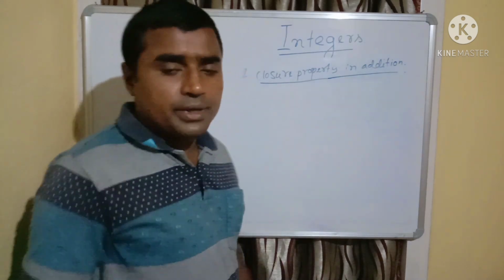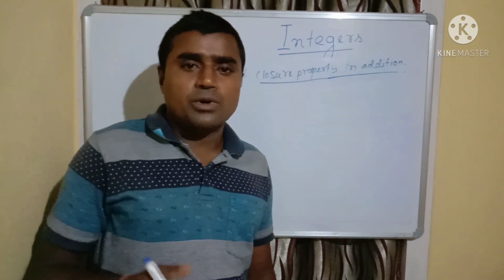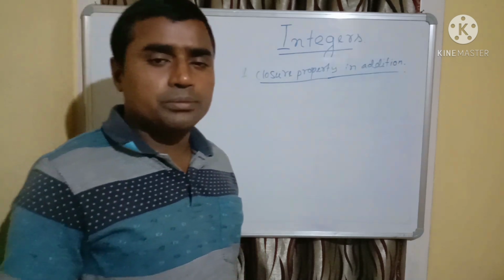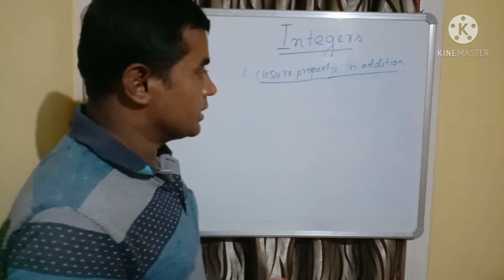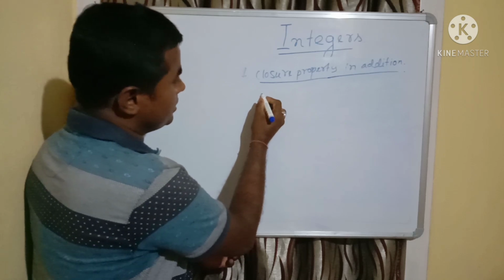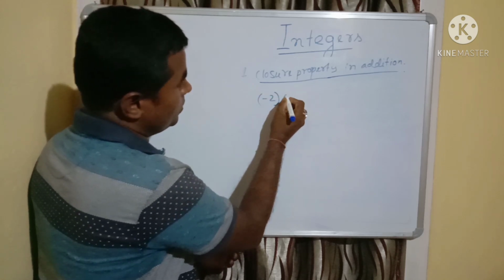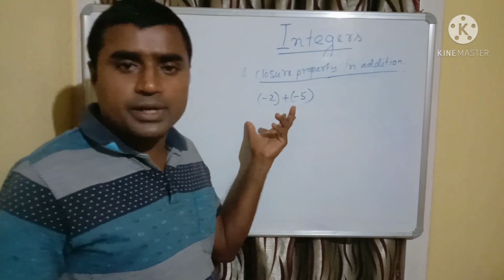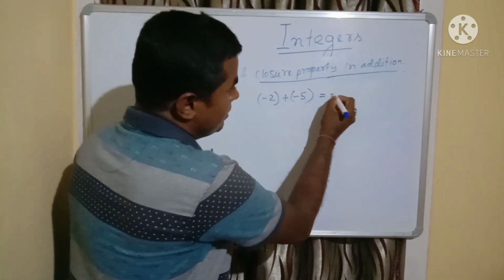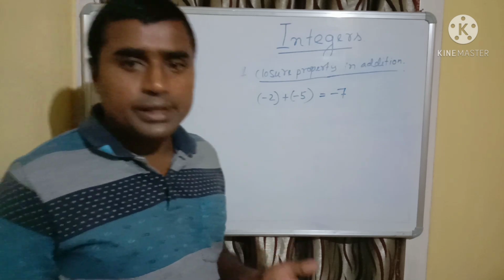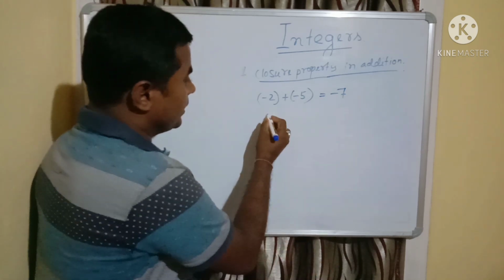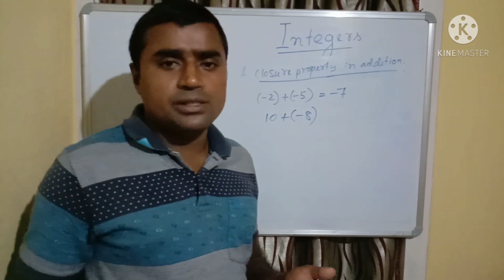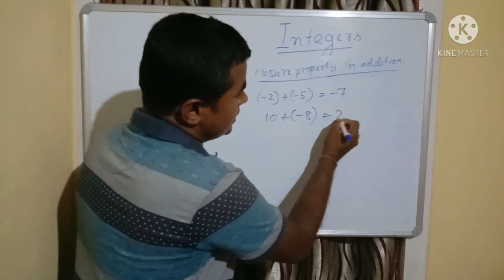In the closure property of addition we say the sum of two integers is also an integer. For example, minus 2 plus minus 5 we get minus 7, and minus 7 is also an integer. Similarly, 10 plus minus 8 is 2, so 2 is an integer.